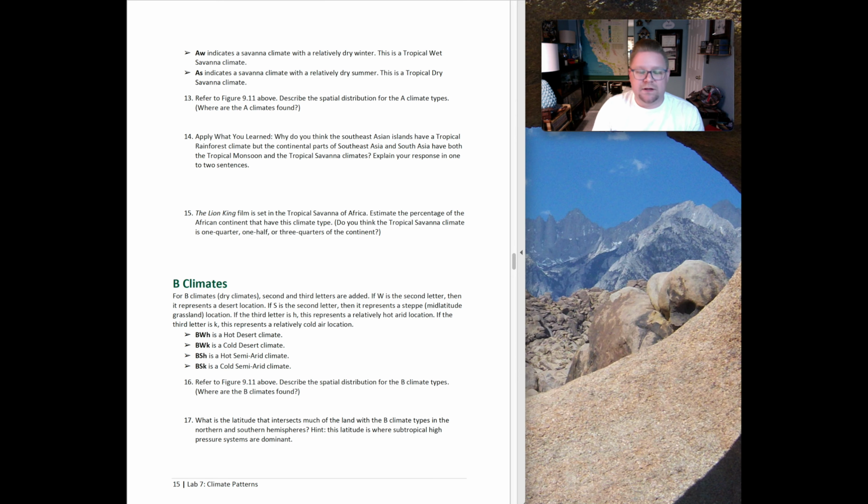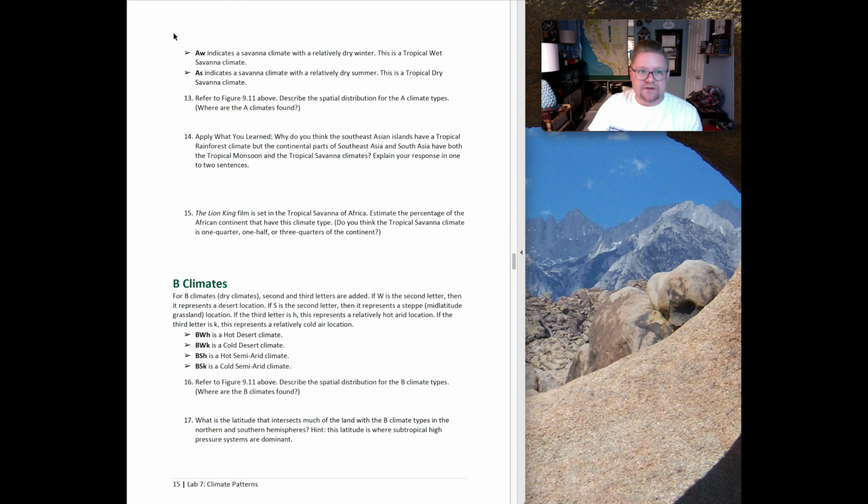Moving forward, we can look at B-type climates. We've got, again, a handful: BWH, BWK, so on and so forth. What it says here is for dry climates, second and third letters are added. If a W is a second letter, then that represents a desert location. If an S is a second letter, then that represents a mid-latitude grassland. So again, we have these codes that we work in.